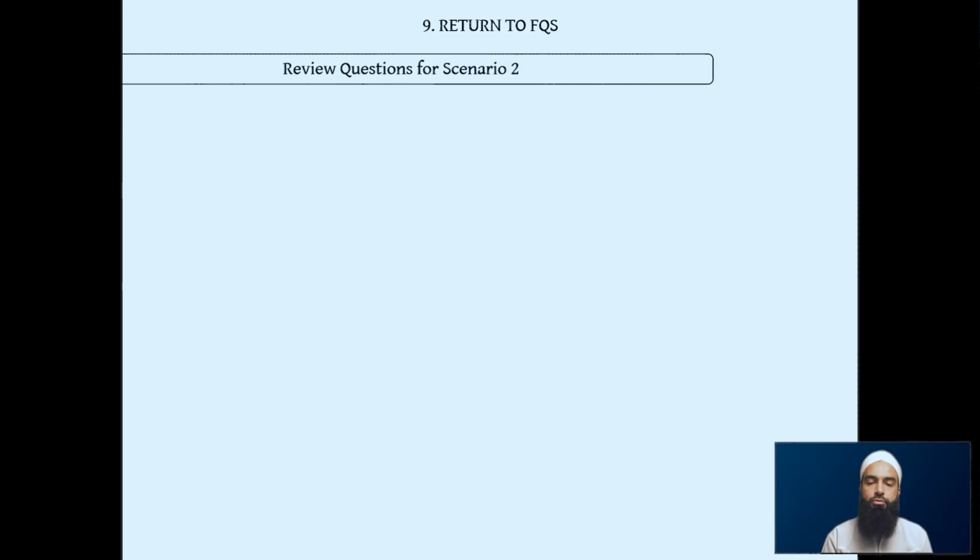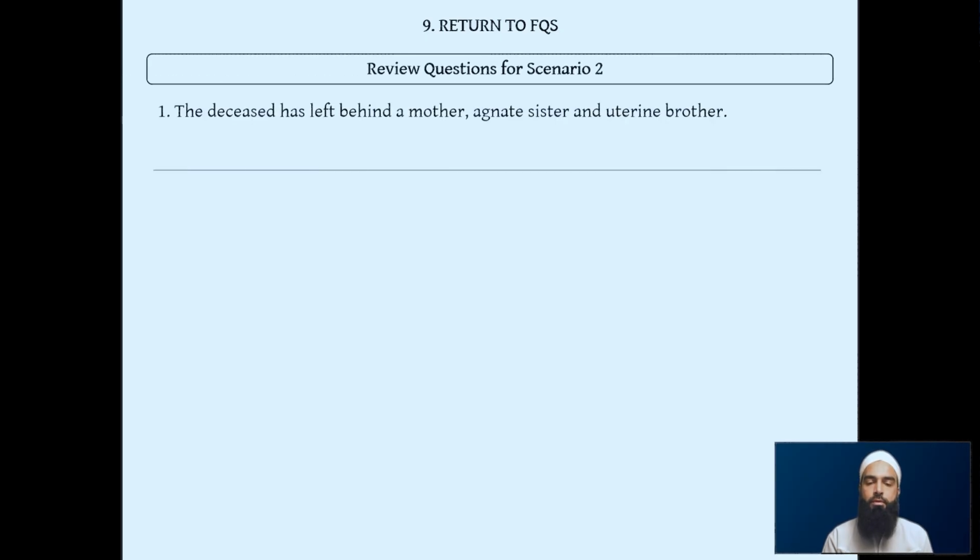So let's do some questions. If there is a mother, agnate sister, and a uterine brother, what happens in this case? Revealing the answer, the mother, because there are 2 siblings, gets 1/6. The agnate sister, because there's nobody else to block or anything, gets 1/2. The uterine brother gets 1/6 again because there's only 1 of him, nobody to block him.